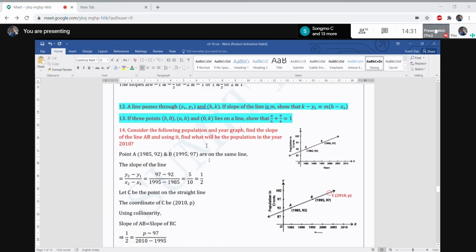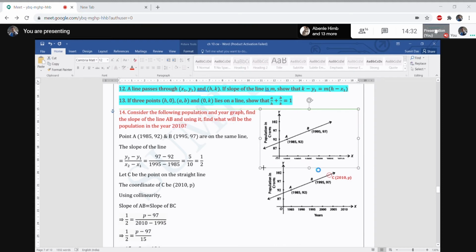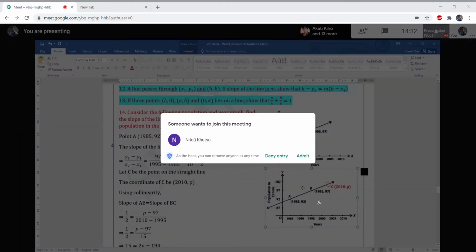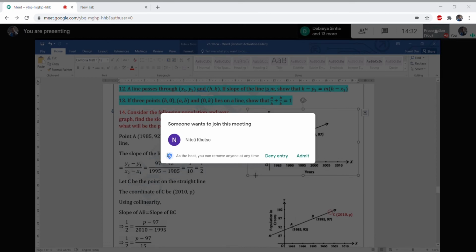Now question number 12. If you have the book, I suggest you open the book, page number 220. Otherwise, I will try to zoom this a little bit. If you have the book, it is better, page number 220.